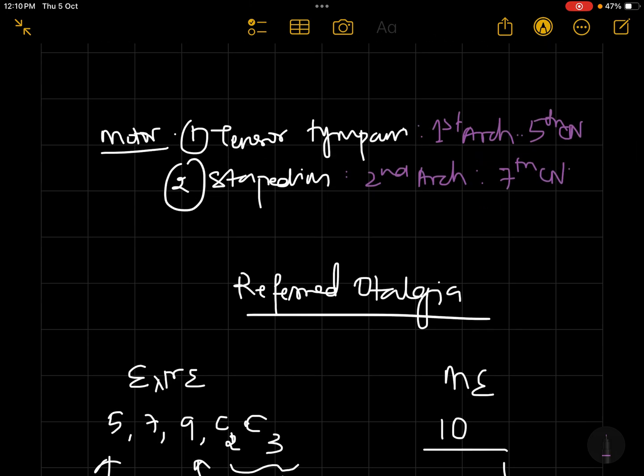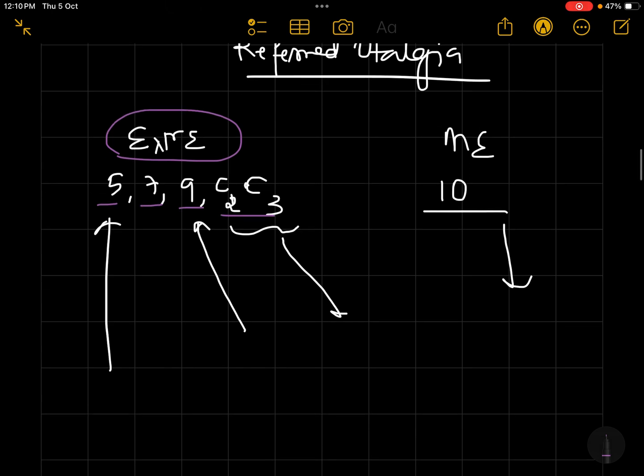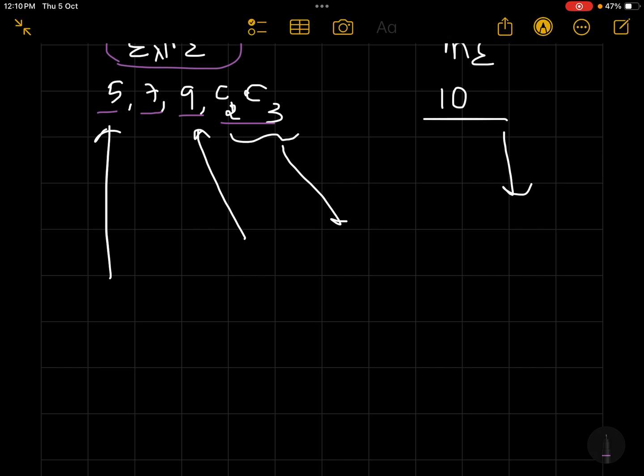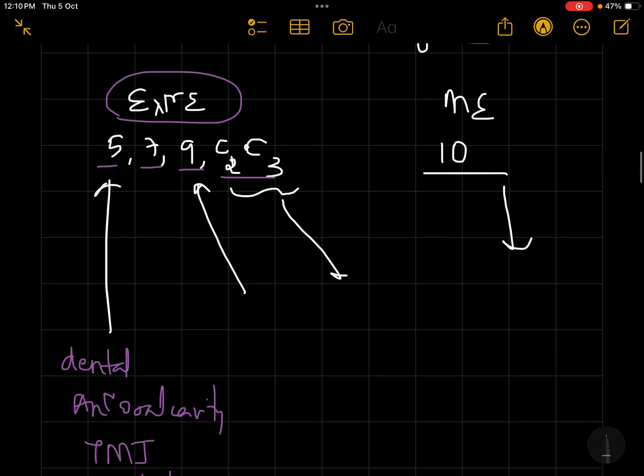Now we have referred otalgia. We know the external ear is supplied by the 5th cranial nerve, 7th cranial nerve, 9th cranial nerve and C2, C3 of the cervical plexus. These structures also supply other structures in the head and neck. So referred pain related to dental, anterior oral cavity, TMJ (temporomandibular joint) and parotid will be referred via the 5th cranial nerve.